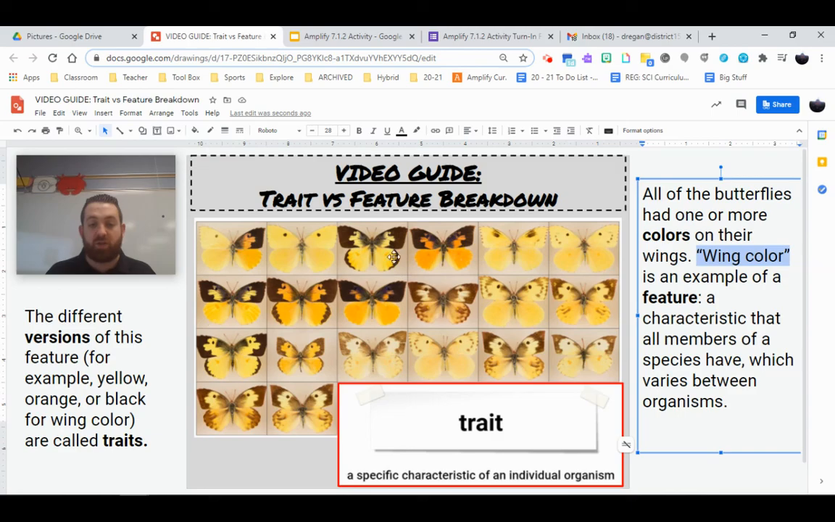question about this population of butterflies in your Amplify slideshow. You might need to pause this video. You might need to refresh the slideshow so you can see the image of the butterflies. But if you have questions, reach out. Otherwise, good luck.